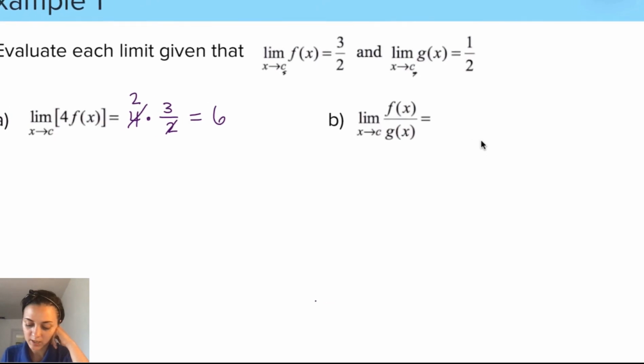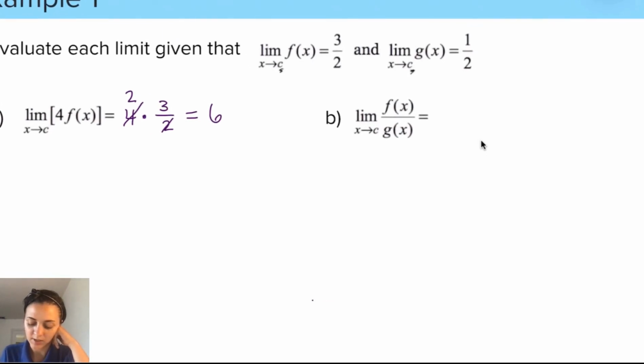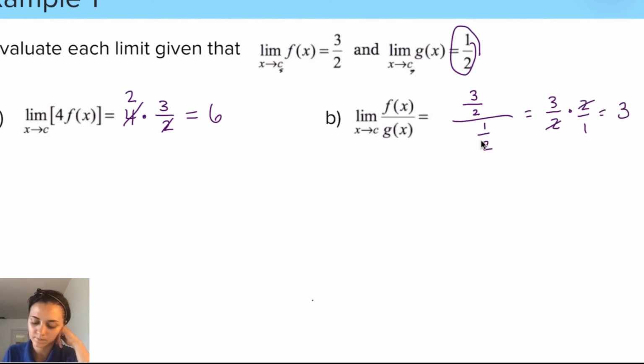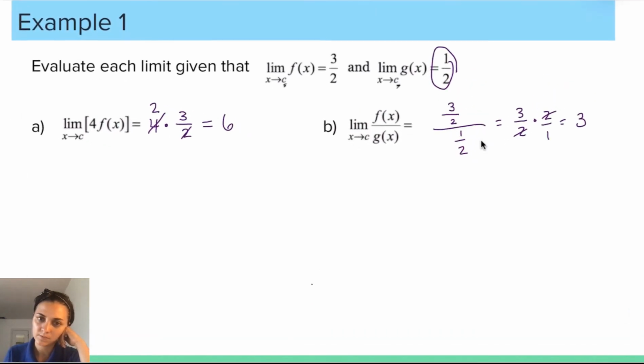And then my quotient, again, I just have to check to make sure that the limit as x approaches c of g of x is not equal to 0. It's not, it's equal to 1/2. So I can just take my limit values and divide them. I'm going to rewrite the division as multiplication. So instead of dividing by the fraction, I'm multiplying by its reciprocal. Those cancel out, and it's just equal to 3. So that's just how you apply the rules.